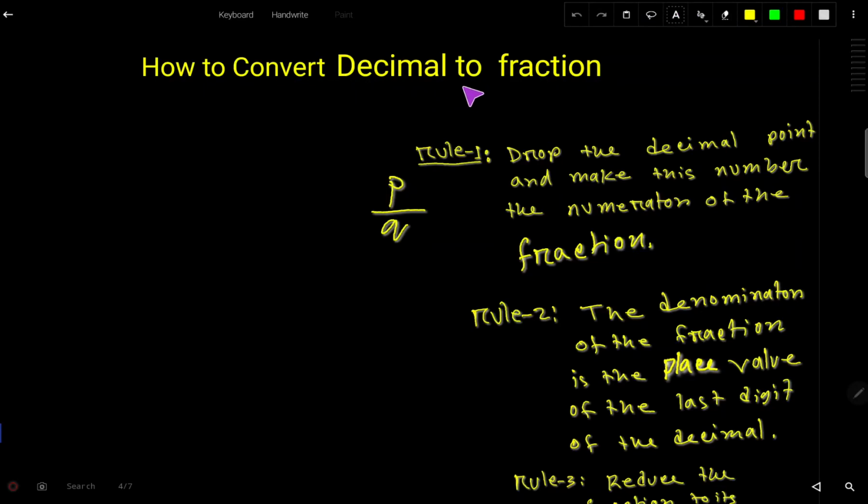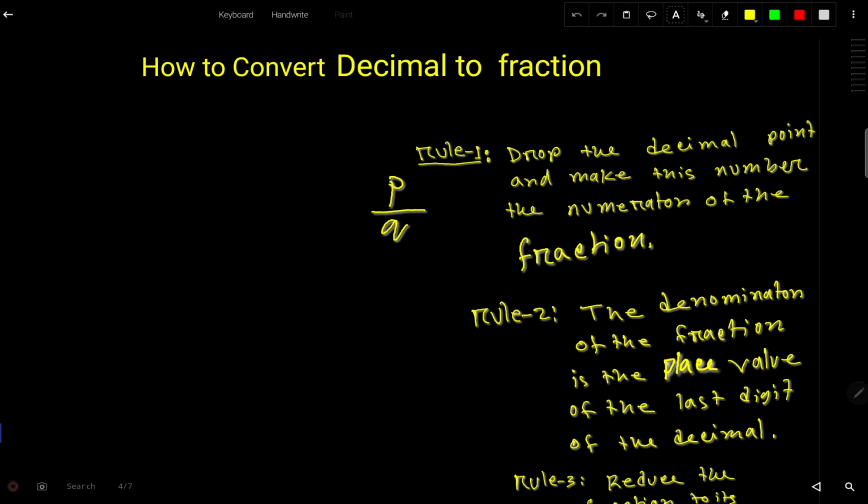Decimal to fraction, that is how to convert decimal to fraction. To convert decimal to fraction, we have to go through these three steps. At first, we have to determine the numerator of the fraction, and then we have to determine the denominator of the fraction. There are several ways to determine the denominator of the fraction, and at last we have to reduce the fraction to its lowest term.